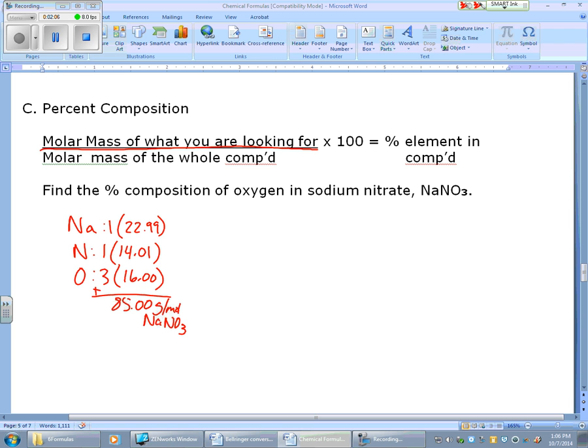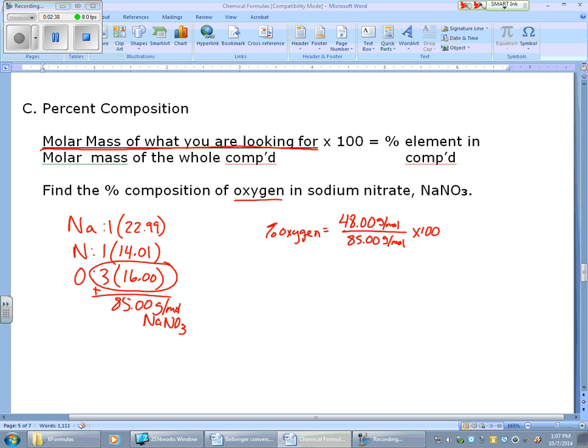Okay. The question asks for the percent oxygen in the compound. So to find the percent oxygen, I need to get the mass of all the oxygens. I did have 3 of them. So that's 3 times 16, which gives me 48 grams per mole, over the mass of the whole thing, which is 85 grams per mole. And then all of that times 100.